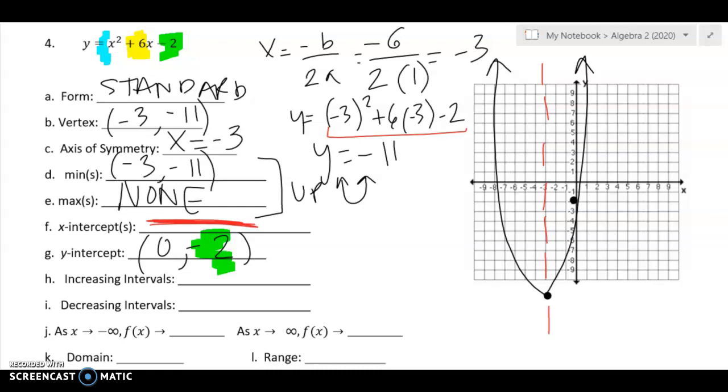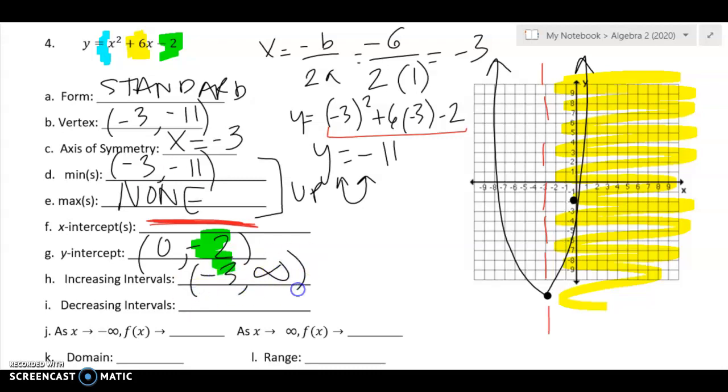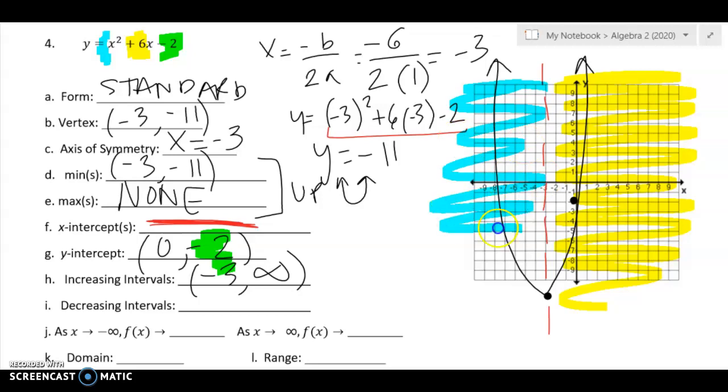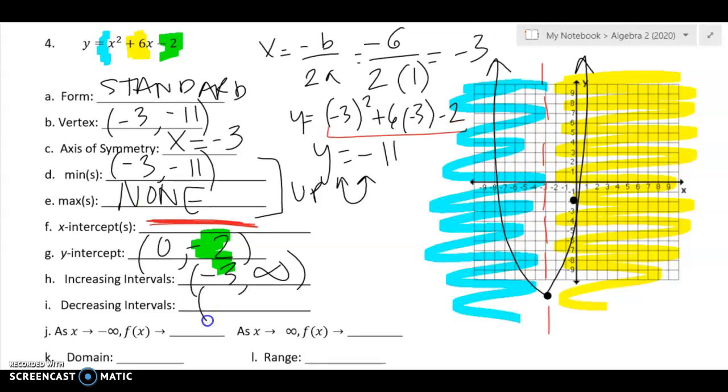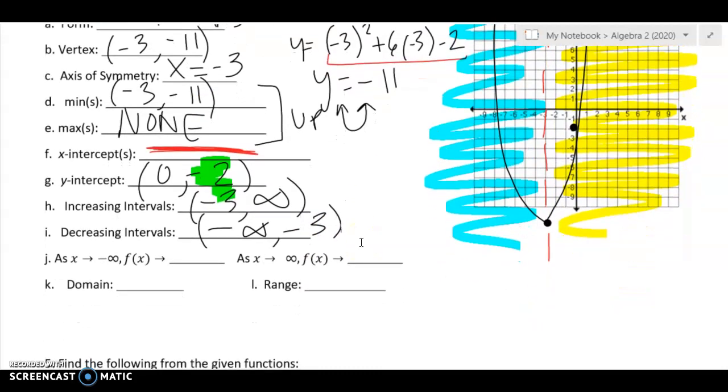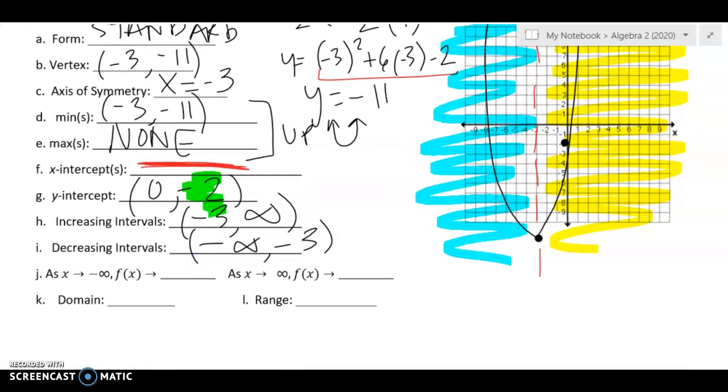So increasing and decreasing: my graph is increasing over here on this yellow side. It increases from that axis of symmetry, which is at -3, all the way until positive infinity. And it decreases over here on this blue side, decreasing from negative infinity to -3. The next part again is the end behavior, which some of you have done. The end behavior, both of the arrows are pointing up, so that's positive infinity.